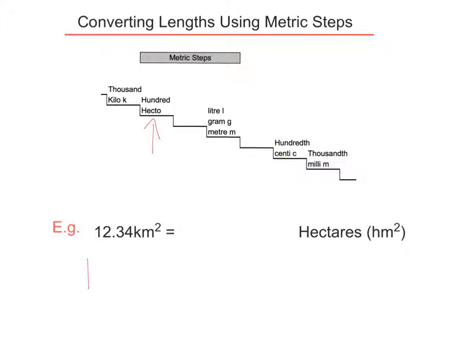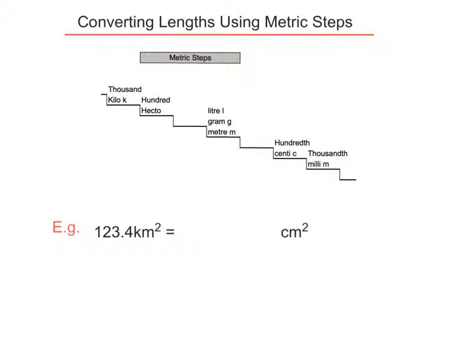So I'll write the number down, 12.34. If I'm changing from kilometres to hectometres, I need to go 1 step to the right. Because it's area, I double that, and I move 2 places, and so the answer is 1234, or 1,234 hectares. Now that's the same as 12.34 kilometres squared. There are 100 hectares in a square kilometre.